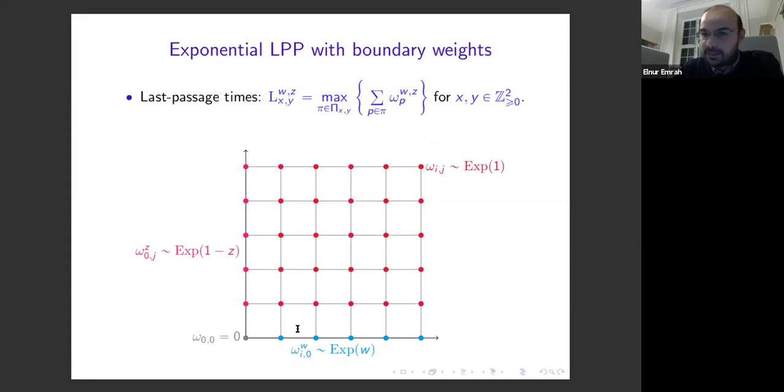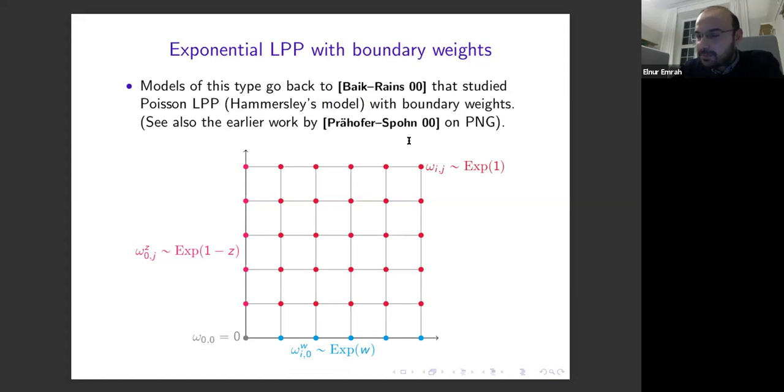The last passage times in this model are defined by the same recipe, except that we are now using these modified weights, which I will denote by omega w z. Now, models of this type go back to at least the work of Jinho Baik and Eric Rains, who studied Poisson last passage percolation, also known as Hammersley's model, with boundary weights. There's also earlier related work by Prähofer and Spohn on the polynuclear growth model.